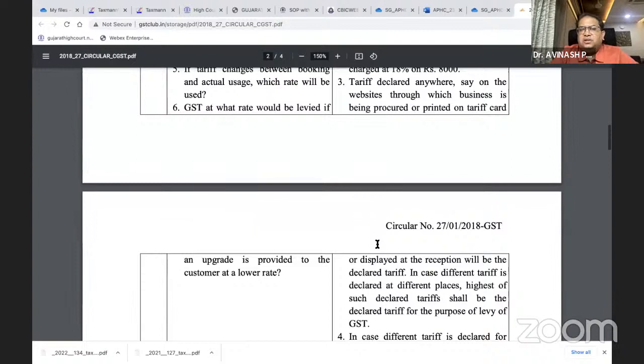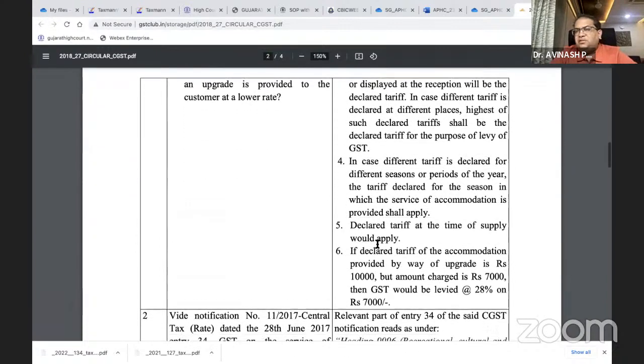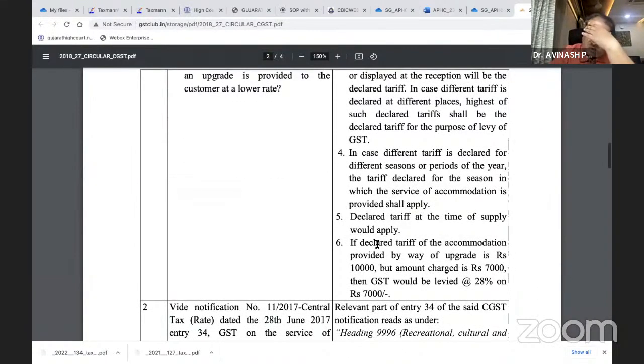Last question in this is, GST at what rate would be levied if an upgrade is provided to the customer at a lower rate? So therefore, there is a service of upgradation. So you have booked a room which is 5,000 rupees declared tariff, comes into 18%, but it has been upgraded to a suite, and the declared tariff for that particular upgraded accommodation, let's say, is 10,000 rupees. So the value changes and the rate of tax also changes. So what will be the rate of tax which will be applicable?